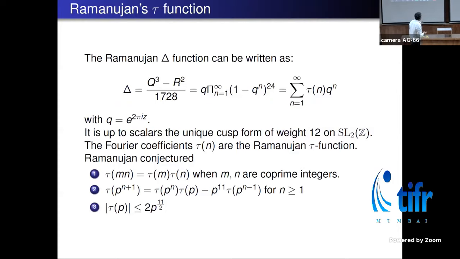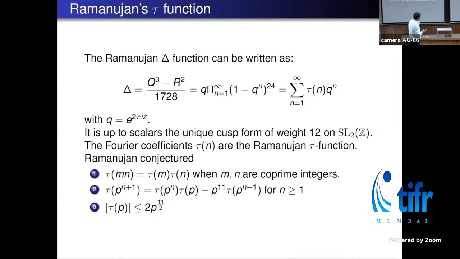Okay. So this Ramanujan delta function in terms of Q and R is a homogeneous polynomial of degree 12, if you remember that Q and R have weights 4 and 6, and it is written this way. And it has the q-expansion which we started with, and it has a Fourier expansion, which by definition is the summation of tau(n) q^n. Right, so this is the Ramanujan tau function, and Ramanujan in the paper makes a few conjectures about these functions. He conjectures that the function is multiplicative, in the sense that tau(mn) is equal to tau(m) times tau(n), when m and n are coprime integers.